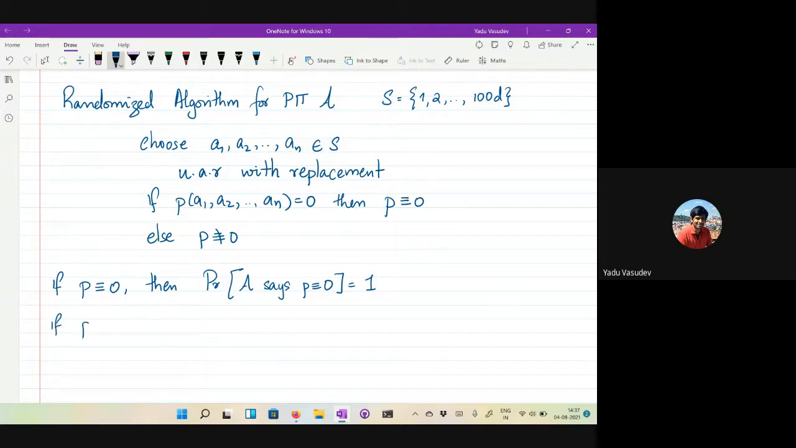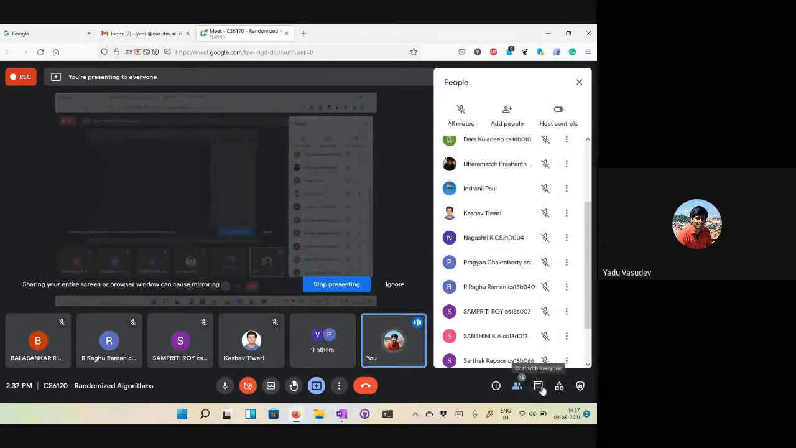And if P is not identically equal to 0, then the probability that A says P is identically equal to 0 is at most 1 over 100, right? The same sort of guarantee that we had for the toy example works here as well, right? And our goal is to actually prove this. Okay? Prove these guarantees. Why is this true? That's what we want to do. Okay? Any questions so far?